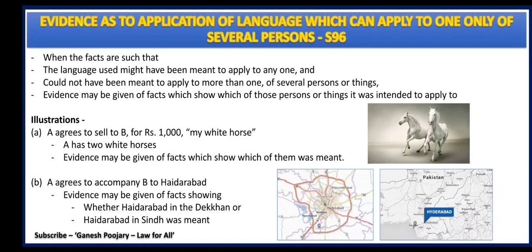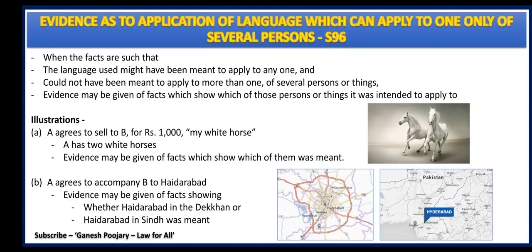Now you are mentioning something in the legal instrument which is applicable to a particular person or a particular thing. When you are trying to implement it, several persons or things can be seen together with that particular term. In that case, additional evidence can be given to prove which particular person or thing, out of those several, the contract is intended for. That can be proved again with additional evidence. That is what section 96 says.